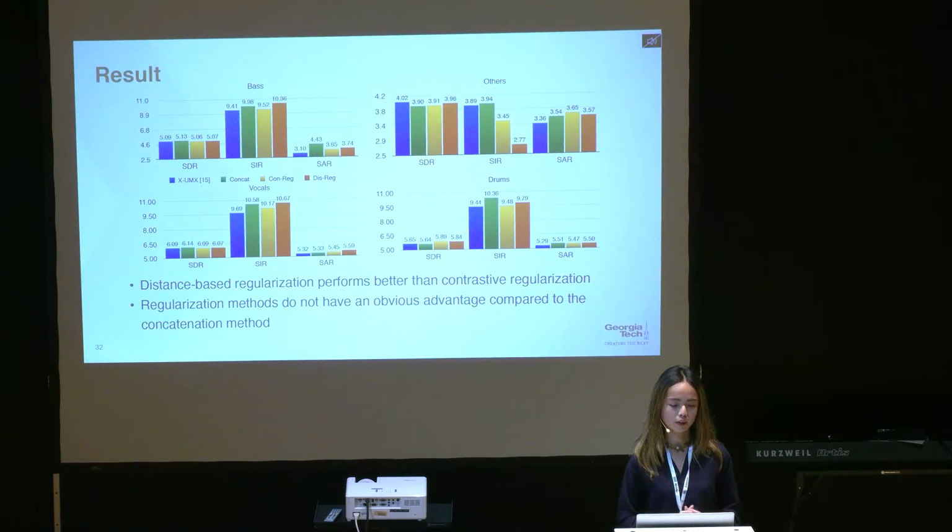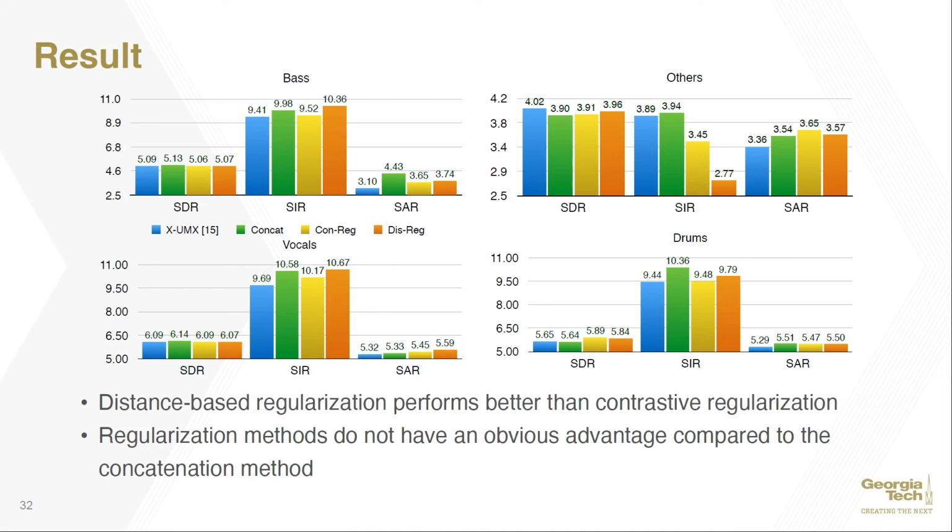And then we also compare between different methods. So let's compare first between the two regularization methods, the yellow bar, which is the contrastive method, and the orange bar, which is the distance-based method. We can see that generally the distance-based regularization method performs better than the contrastive method. That is because for the contrastive method, we force them to be similar to the VGG-ish feature, but for the distance-based method, we give them the freedom to control themselves in their own embedding space. And then we compare the regularization methods with the concatenation method, which is the yellow and orange bars compared to the green bar here. And we can see that there is no advantage between these two approaches.